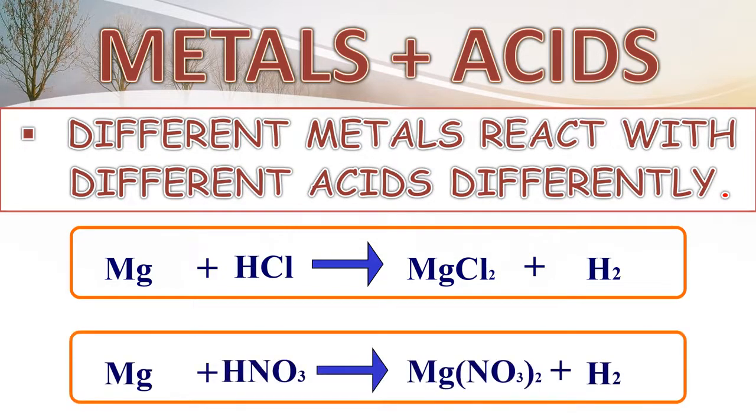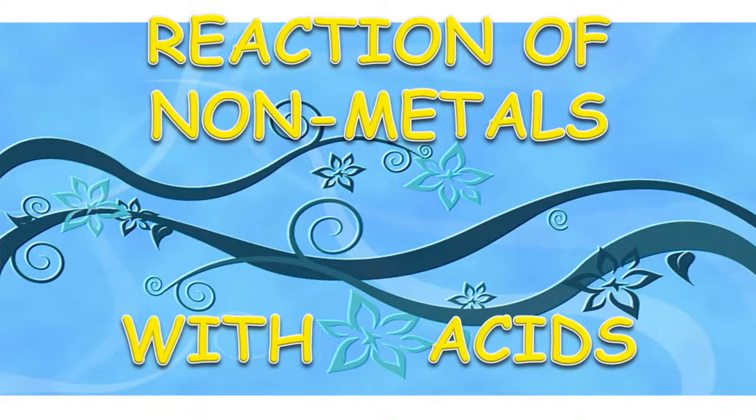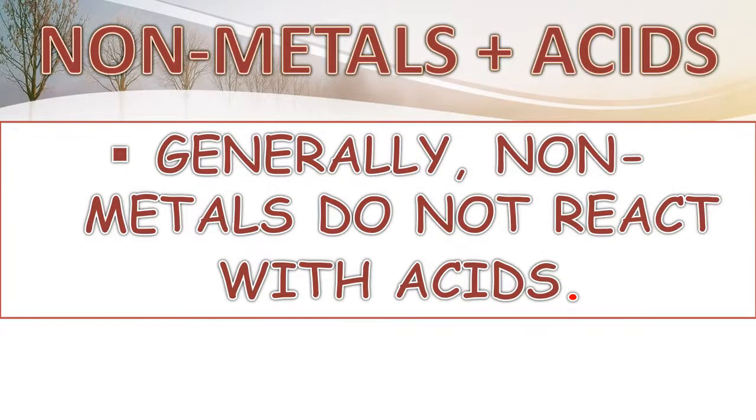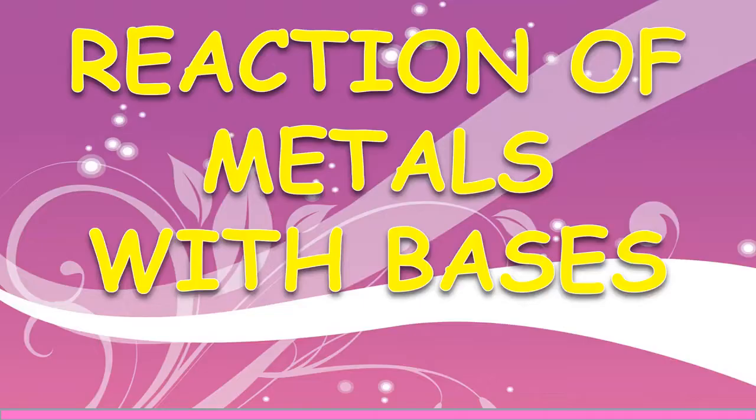When magnesium reacts with dilute nitric acid, it forms a salt, that is magnesium nitrate, and hydrogen gas is released. But if the nitric acid is concentrated, then nitrogen dioxide gas is released. What about reaction of non-metals with acids? You will be surprised to know that non-metals do not react with acids.